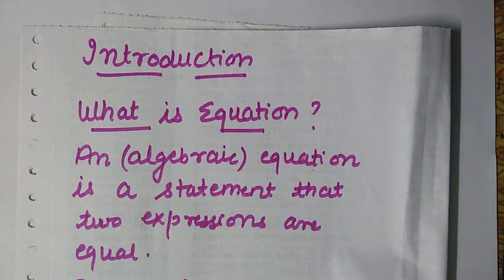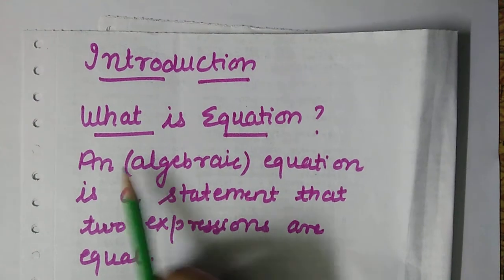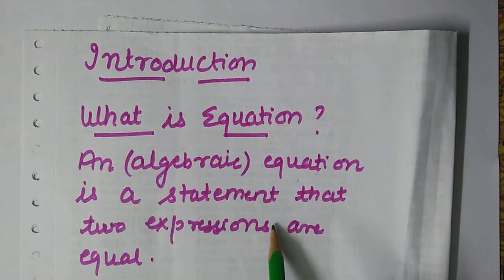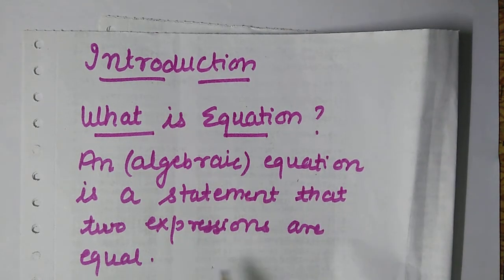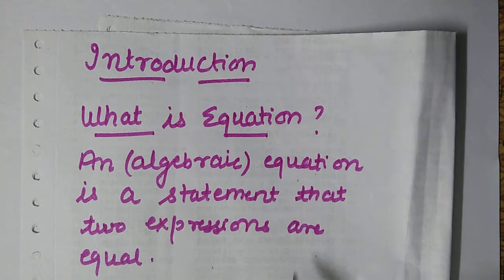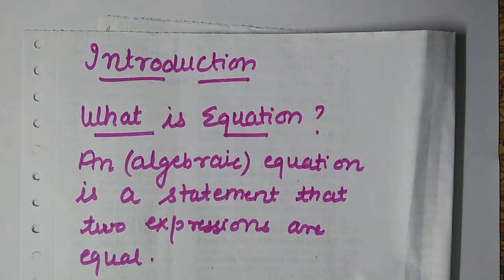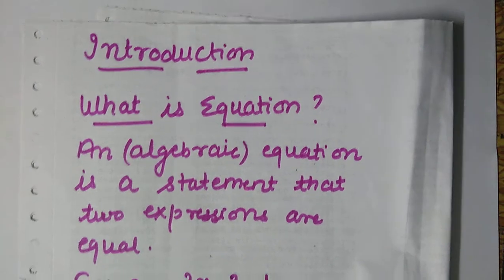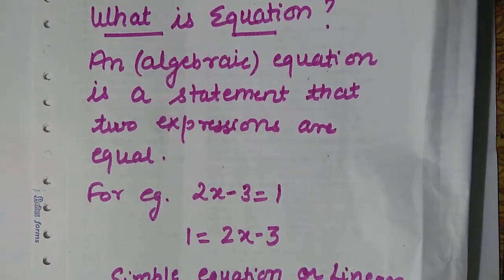So before starting the chapter, you must know the meaning of equation. So what do you mean by equation? An equation is a statement that two expressions are equal. It means it is an algebraic statement in which the two expressions are equal. Okay, so let us take some examples.